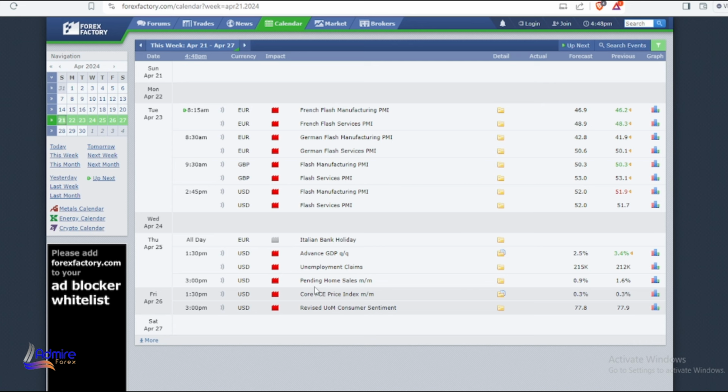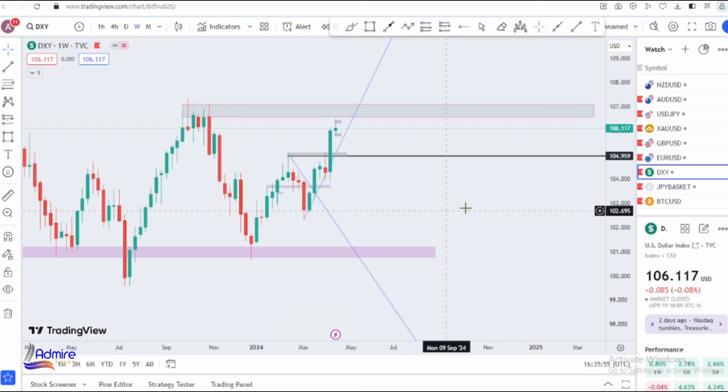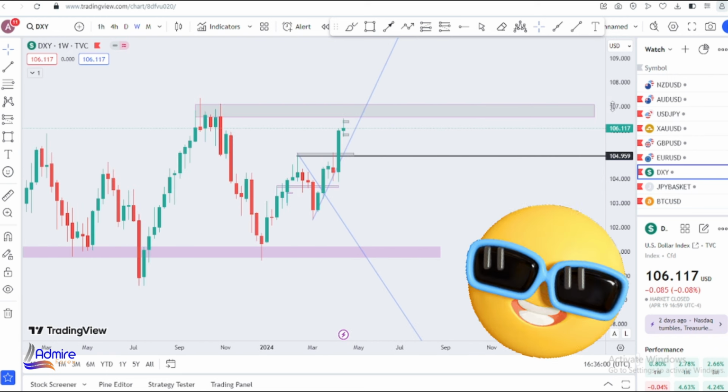Okay, so that's it for the fundamentals. Okay, then up next is our technicals. Okay, let's go to our chart to see how we can use this to make money for ourselves.